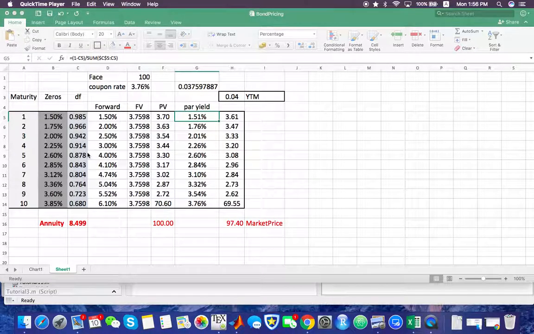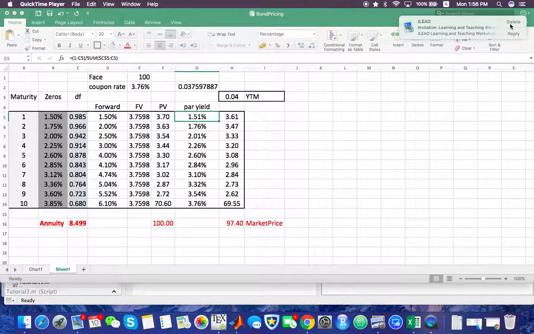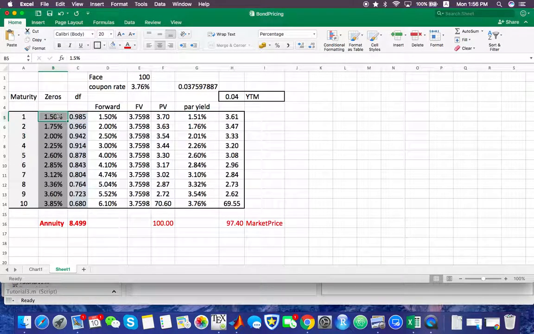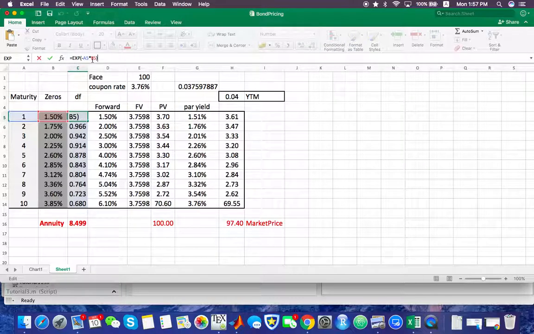Okay, let's talk about now how we can calculate the forward rate and par yield for a given bond. And let's demonstrate this with an example in Excel. So first notice that I'm considering a bond with face value of $100 and the maturity is 10 years. We have this coupon rate and the zero rates, suppose, are given. So once we have this information, we can calculate the discount factor by applying our exponential formula.